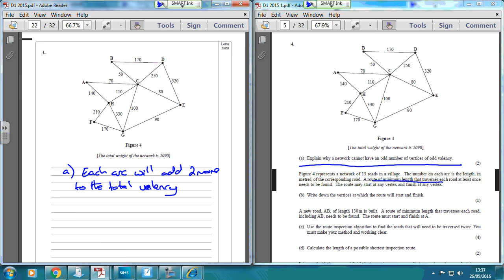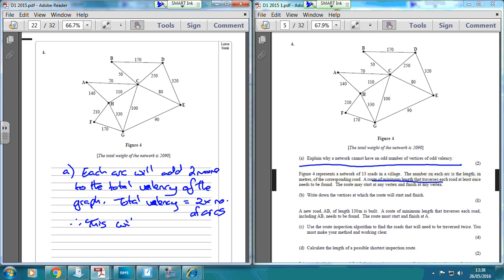Now valency is where you add all the degrees. So the valency, for instance, of this one would be 3, because you've got 3 arcs going into it. So each arc adds 2 more. It'll add 1 to that one, it'll add 1 to this one here. So each arc will add 2 more to the total valency of the graph. So the total valency equals 2 times the number of arcs. So if you have the number of arcs and then you double it, that's going to be the total valency.